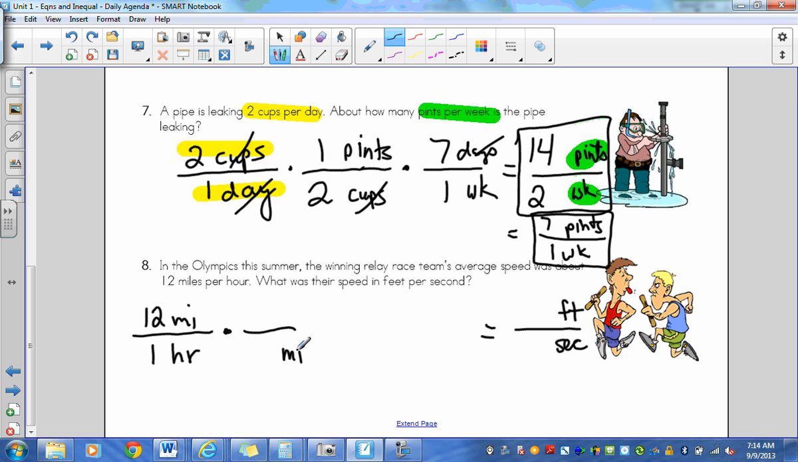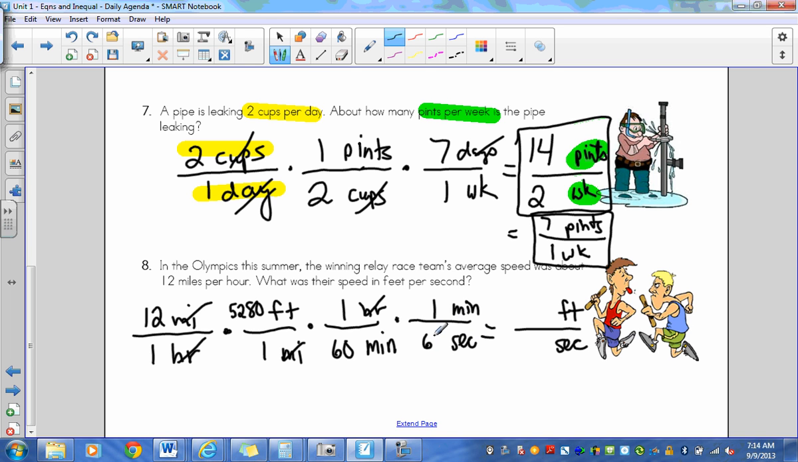First, I usually change the numerator. I'll change the miles into feet. And if you look on the previous page, you know that 5,280 feet is equivalent to 1 mile. Okay, so I've got the feet up there on top. Hours, I now need to cancel. Hours convert to minutes. 1 hour is equal to 60 minutes. And then I need minutes to go to seconds. And I know that 1 minute is 60 seconds. So now I have feet left on the top and seconds left on the bottom.